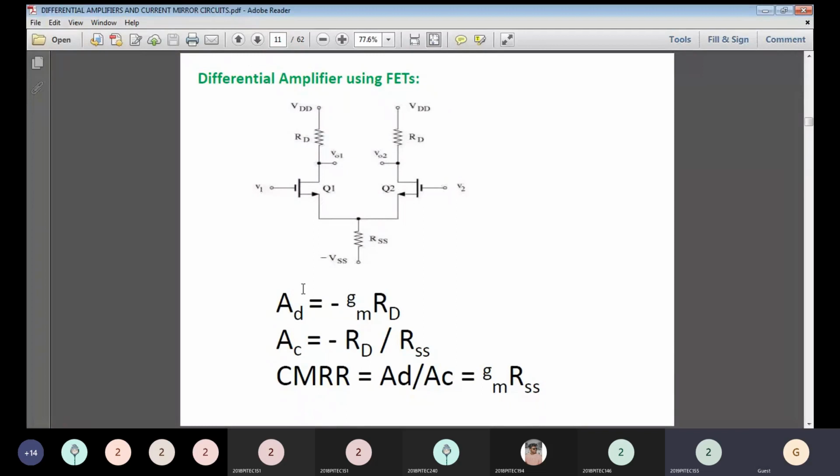So for AD the value is minus gm into RD, whereas in BJT we got RC. For the collector, here it is a drain, so RD resistance. The common mode gain AC is equal to minus RD divided by RS, that is the source resistance. So the overall CMRR formula is the ratio of AD divided by AC, so that value is gm into RS.